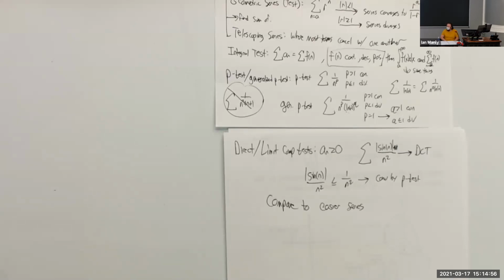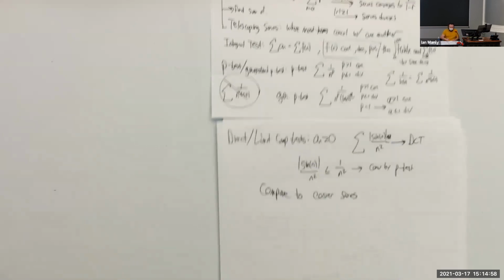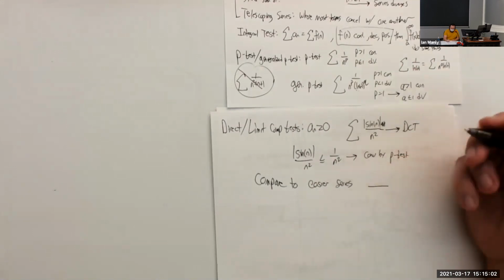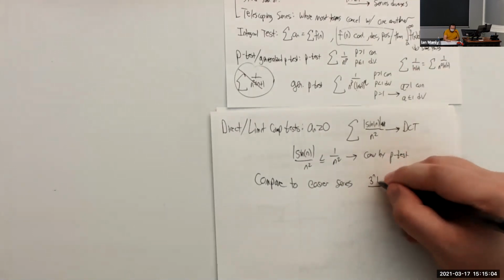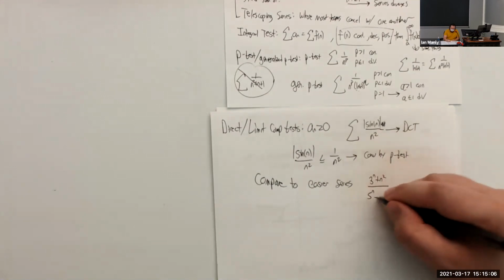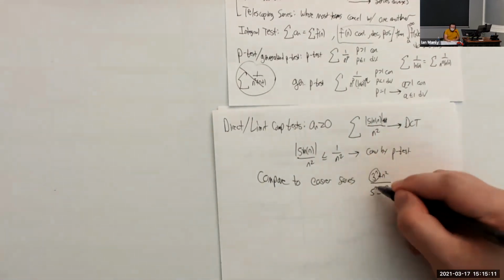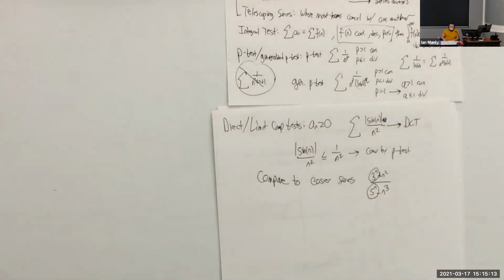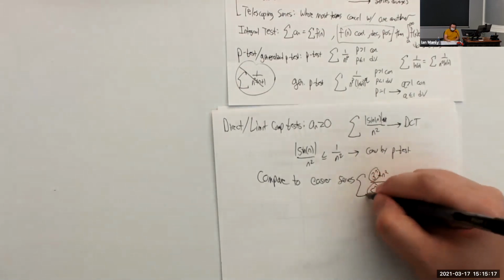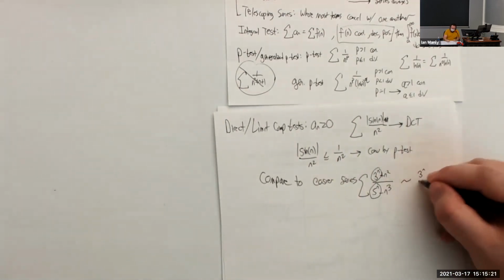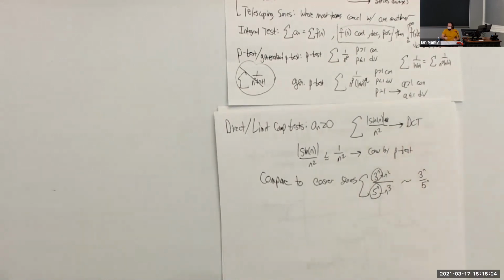How would you normally determine what to compare it to? Usually if you have something over something else, like let's say we have 3 to the n plus n squared and 5 to the n minus n cubed or something, you're going to pick the more powerful terms on the top and bottom. So the exponential terms dominate here in this series. So I would probably compare this to 3 to the n over 5 to the n. That would be what I would end up doing here.